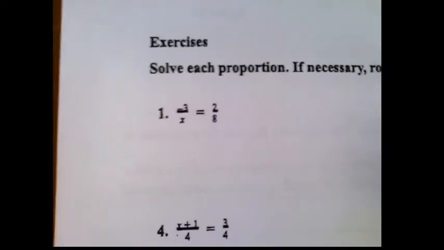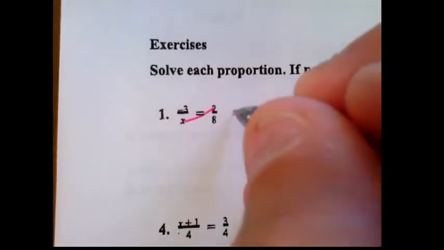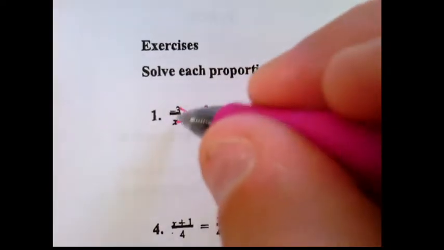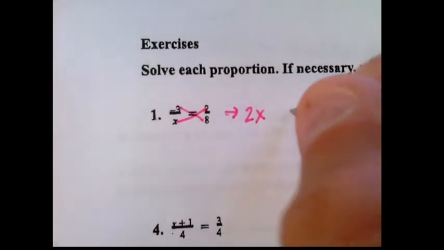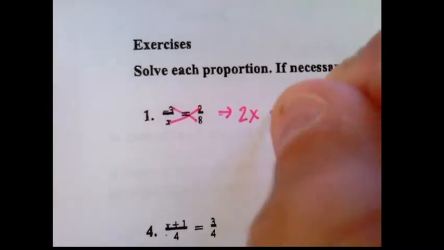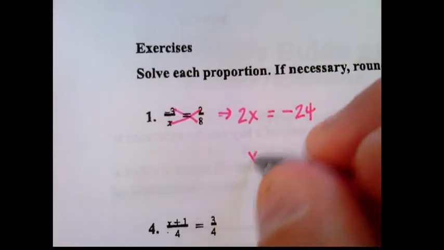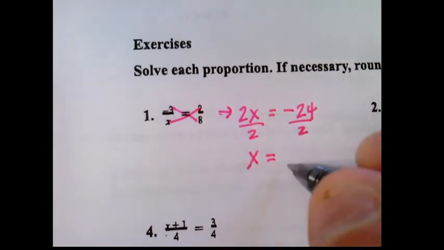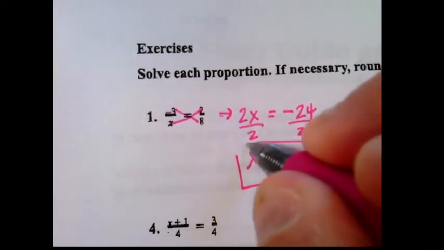So when I cross multiply here on number 1, I get 2 times x. And I get 8 times, now it's hard to see there, folks, but I think that's supposed to be -3. So I'm going to make this -24. Now from there, if I divide through both sides by 2, I get -12. Okay? This is my answer for x.